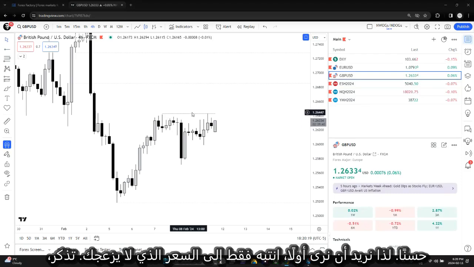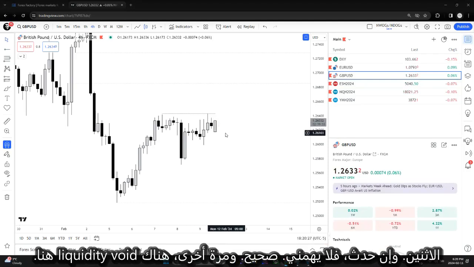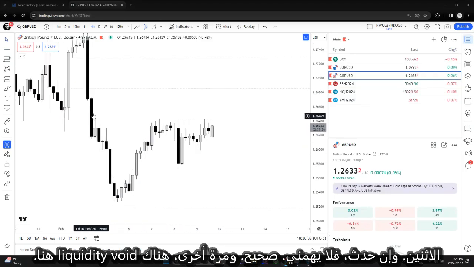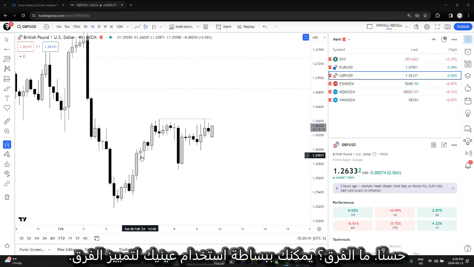So firstly, just pay attention to what price does on Monday. Remember, we don't want to trade Monday, it's low probability, right? I don't think anything good will come off Monday. And if it does, I don't care, right? And again, this is a liquidity void right here. This is not a fair value gap, right? This right here, this is a fair value gap, right?